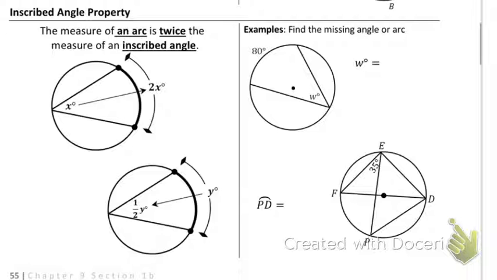So if this arc is 80 degrees, what is that inscribed angle that forms it? You divide it by 2. And what is that? 40. So we're going to have 40 degrees. So to come in, we just divide by 2. So coming in would be 80 divided by 2 would give me my W.